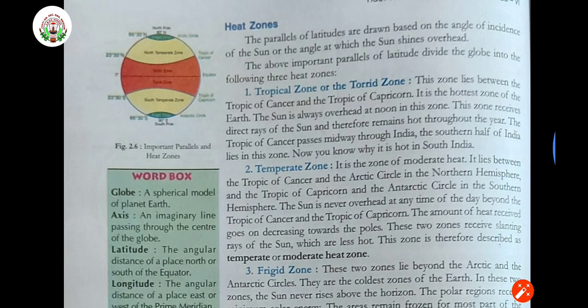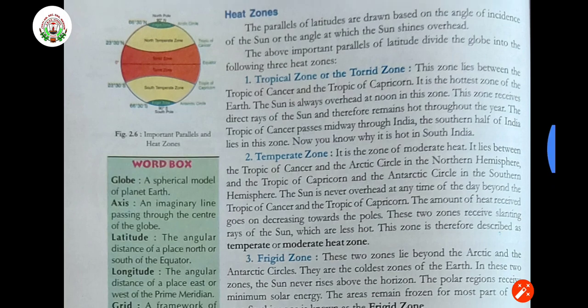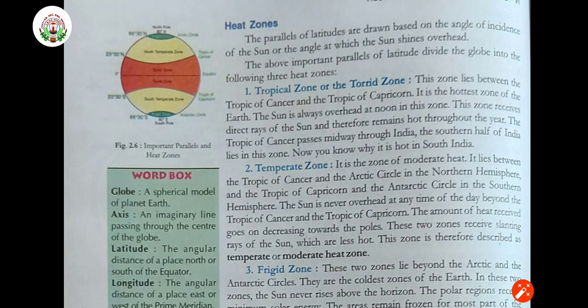Now about the heat zone, right? So the parallels of latitudes are drawn based on the angle of incidence of the sun, or the angle at which the sun shines overhead, right? The rays reaching overhead. According to that, the heat zone is being divided. Above, important parallels of latitude divide the globe into the following three heat zones, right? First one is tropical zone or the torrid zone. Second one is temperate zone. Third one is frigid zone.